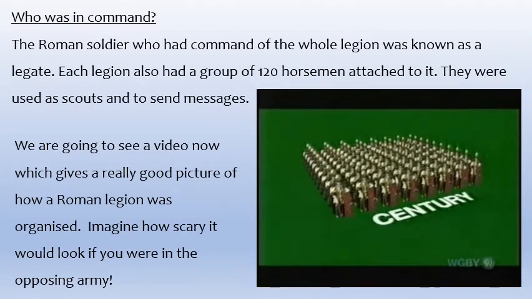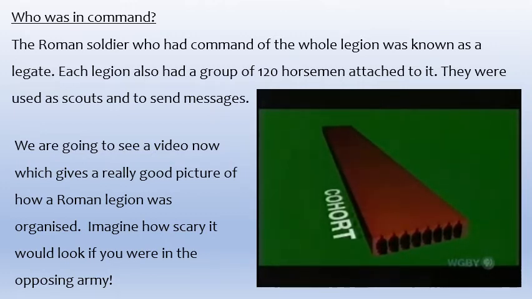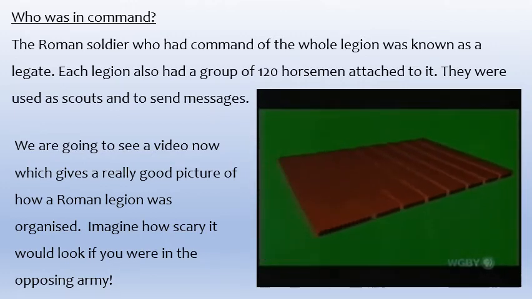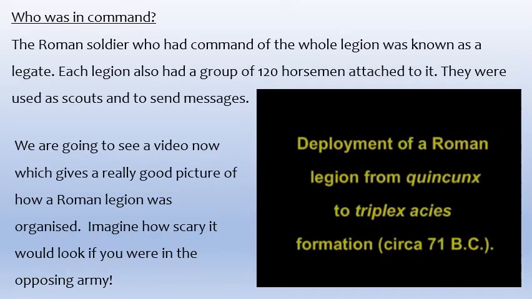10 contubernia would equal a century of 80 men. 6 centuries would make a cohort, which was basically 480 men. This was the basic building block of the legion. There were 10 cohorts in a legion, the first cohort having an additional 200 men to add extra strength. It was considered the elite cohort, making the rounded strength of a Roman legion about 5,000 men.